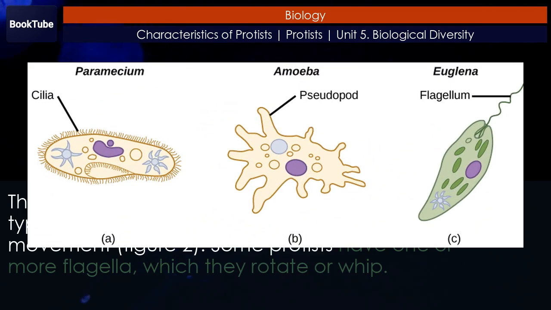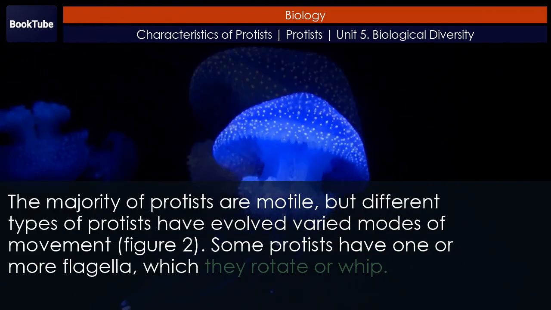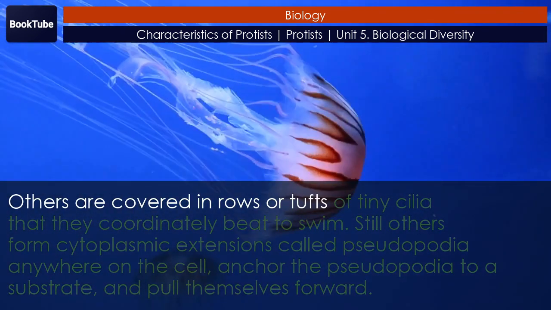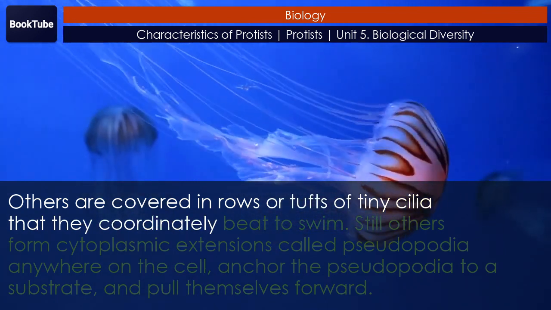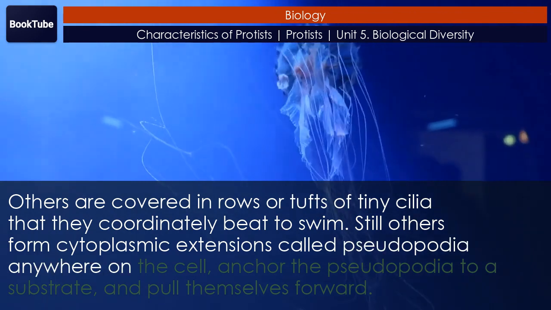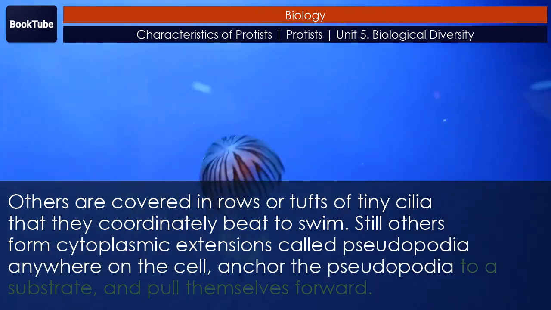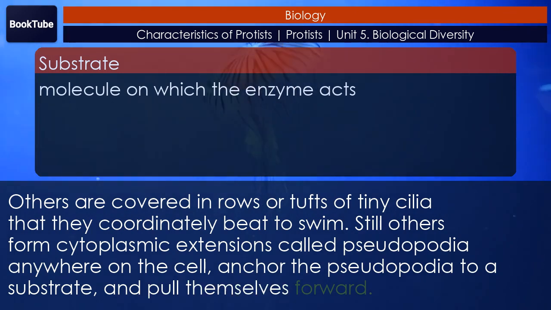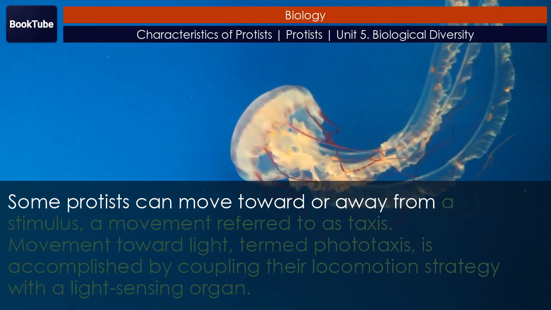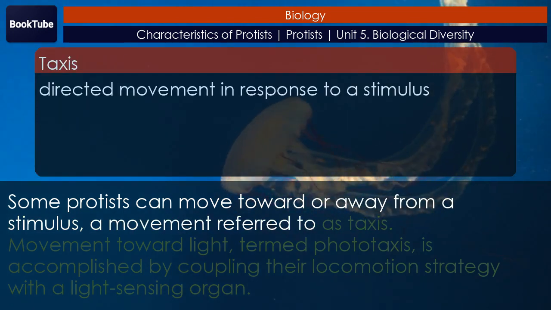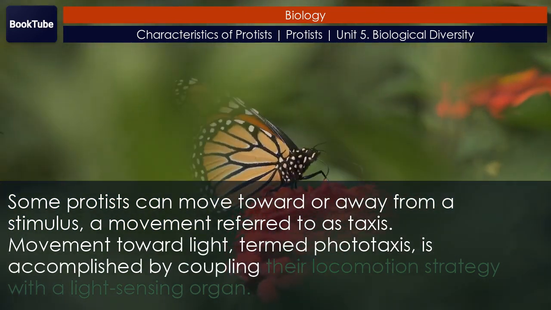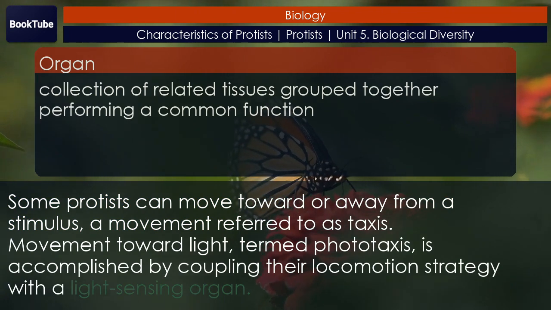Motility. The majority of protists are motile, but different types of protists have evolved varied modes of movement. Figure 2. Some protists have one or more flagella, which they rotate or whip. Others are covered in rows or tufts of tiny cilia that they coordinately beat to swim. Still others form cytoplasmic extensions called pseudopodia anywhere on the cell, anchor the pseudopodia to a substrate, and pull themselves forward. Some protists can move toward or away from a stimulus, a movement referred to as taxis. Movement toward light, termed phototaxis, is accomplished by coupling their locomotion strategy with a light-sensing organ.